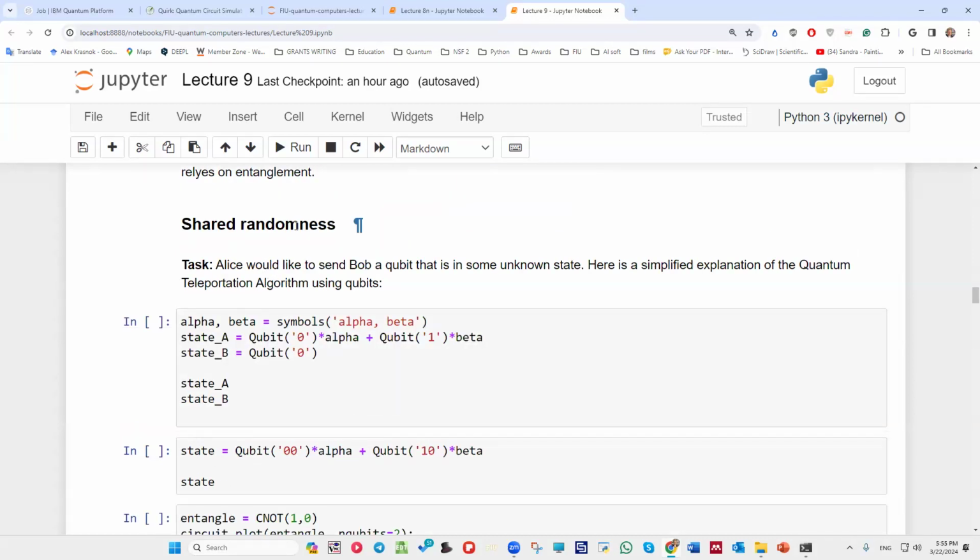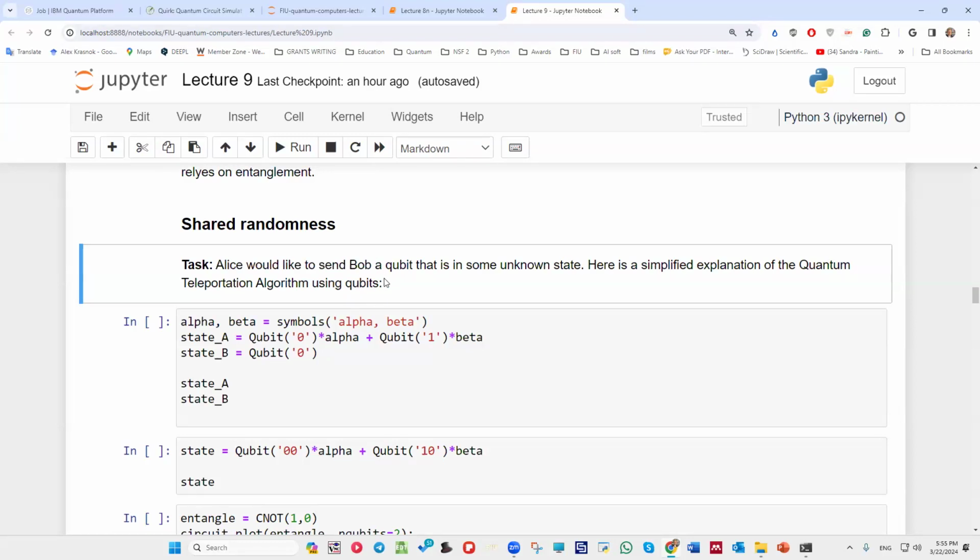So the quantum teleportation principle is all based on the principle of shared randomness. So you share randomness. At this point, we introduce these two guys named Alice and Bob, A and B, Alice and Bob. This is standard for quantum computing, right?